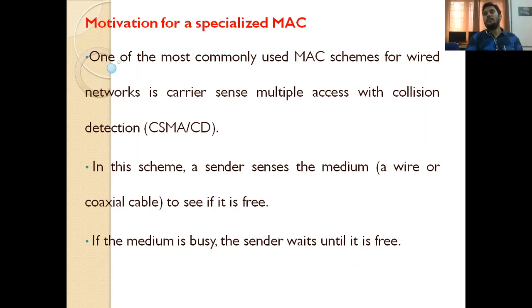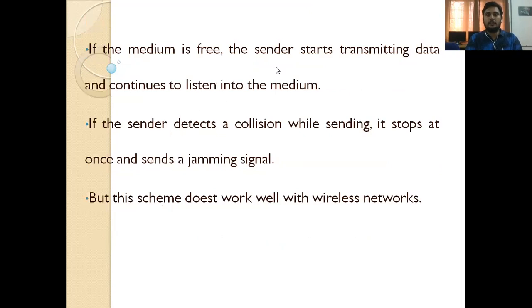One of the most commonly used MAC schemes for wired networks is carrier sense multiple access with collision detection. CSMA/CD is the best carrier sense multiple access scheme for collision detection in wired networks. There, the sender senses the medium. If the medium is busy, the sender waits until it is free, then starts transmitting data and continues to listen to the medium. If the sender detects any collision, it stops and sends a jamming signal. All these things are possible in wired communication.